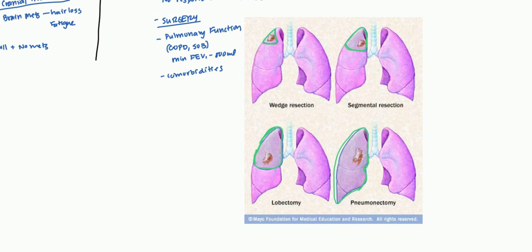So we've discussed all of lung cancers. These are primary ones.